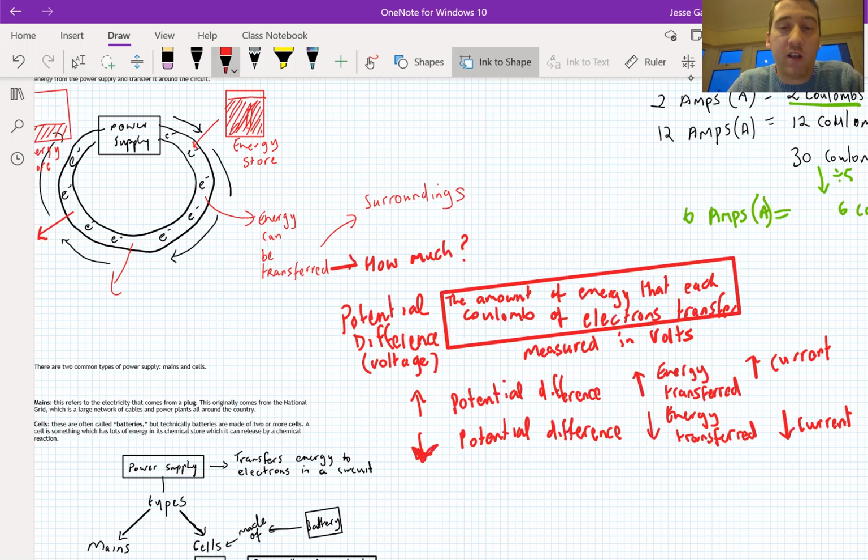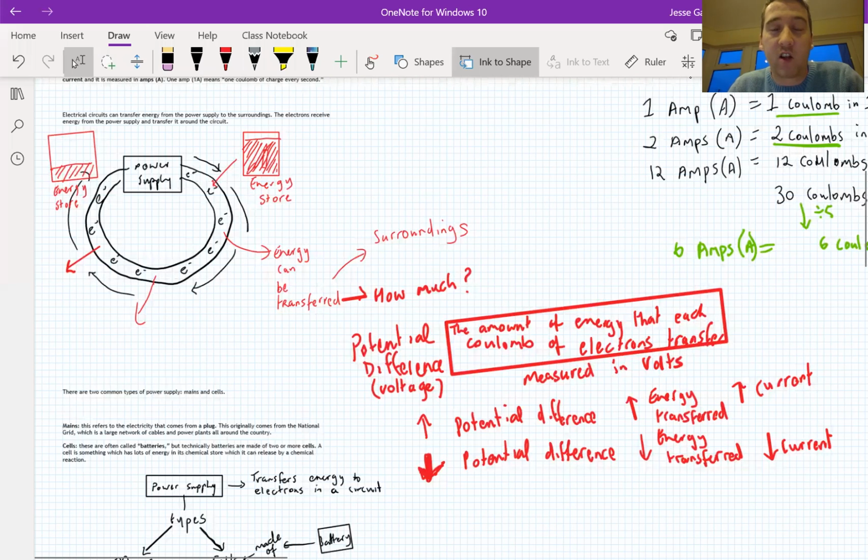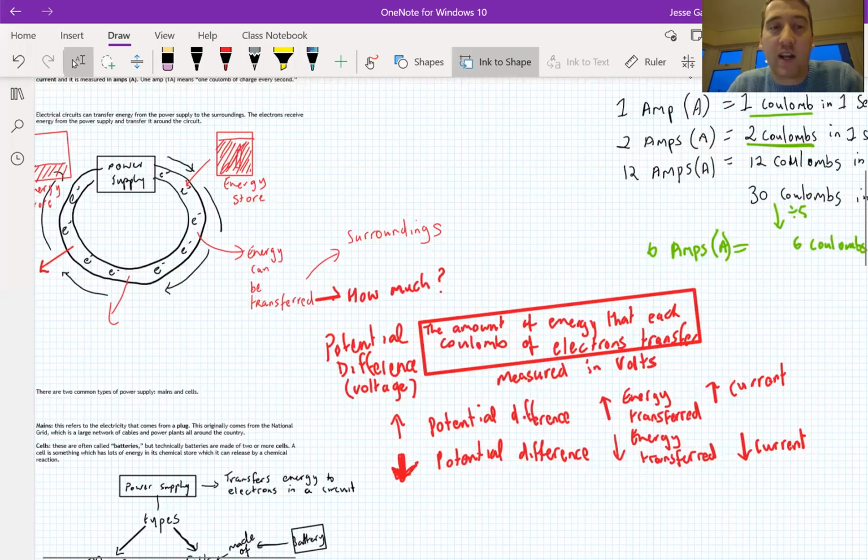High amount of energy, fast electrons. Low amount of energy, slower electrons. The power supply is what provides the energy. And the key here is that we want to transfer energy from the power supply inside the circuit to the surroundings. The next little set of things is going to talk about how that transfer happens.